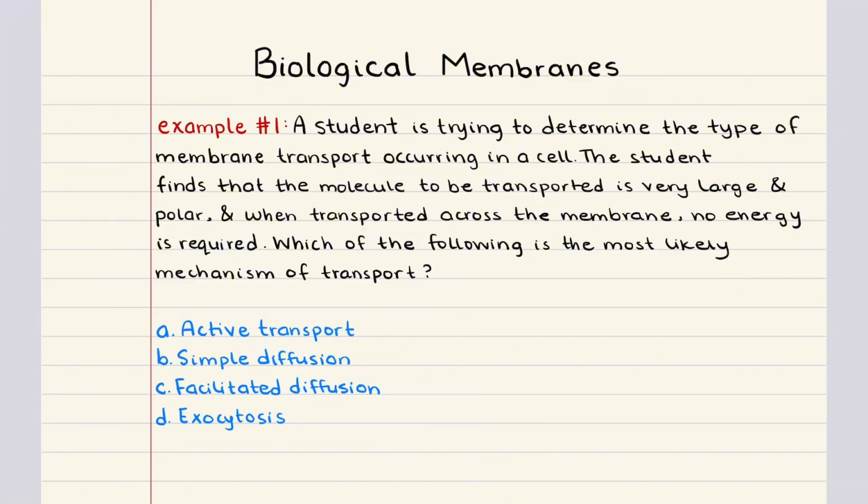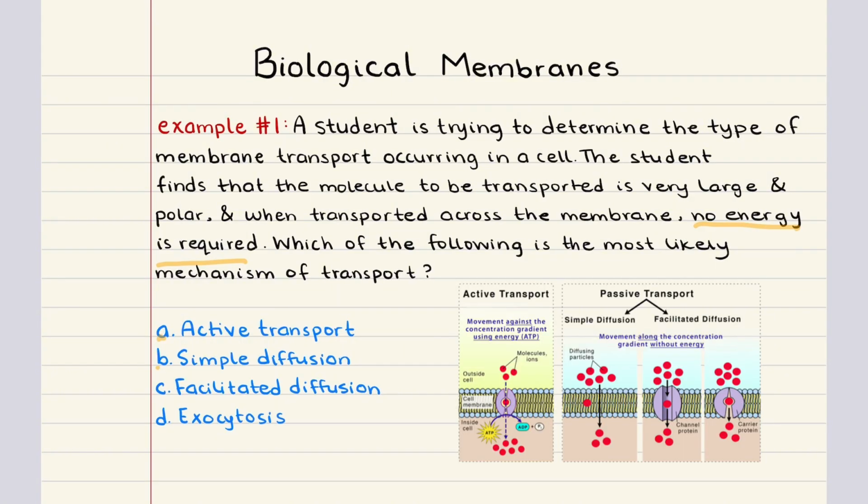Problem number 1 says a student is trying to determine the type of membrane transport occurring in a cell. The student finds that the molecule to be transported is very large and polar, and when transported across the membrane, no energy is required. Which of the following is the most likely mechanism of transport? A says active transport, B says simple diffusion, C says facilitated diffusion, and D says exocytosis.